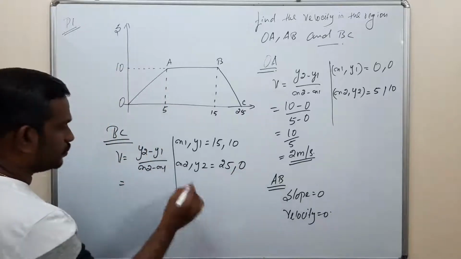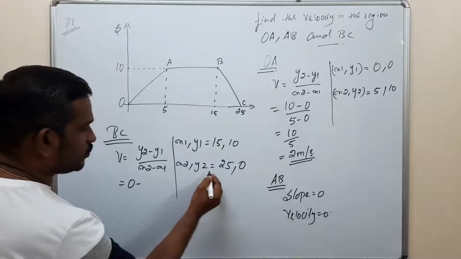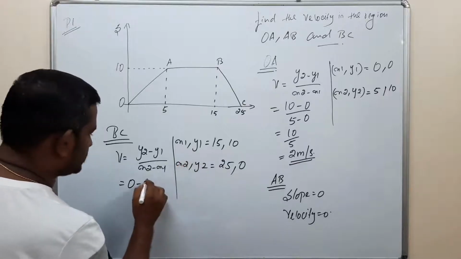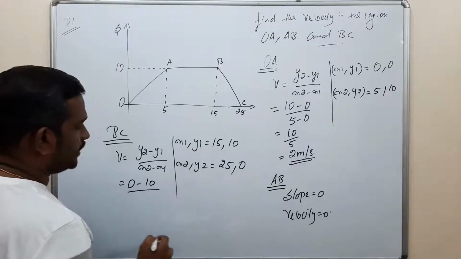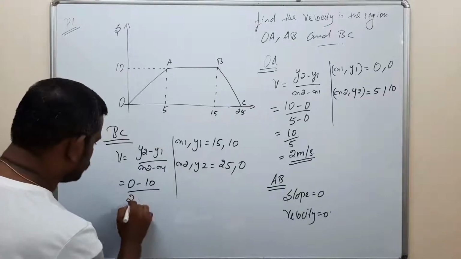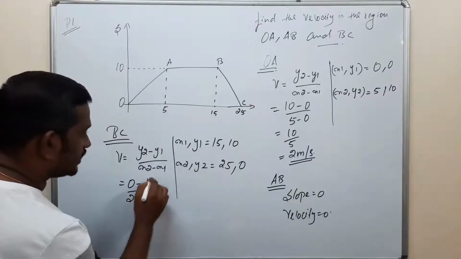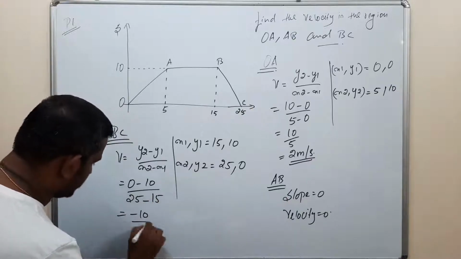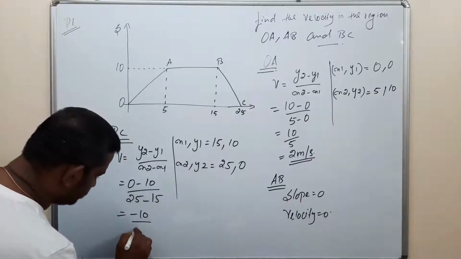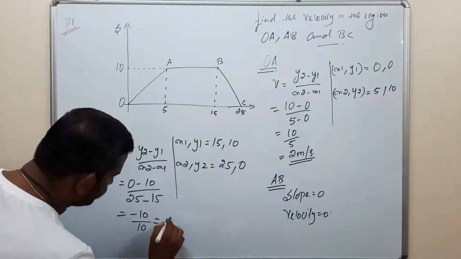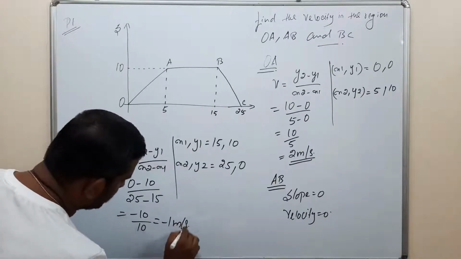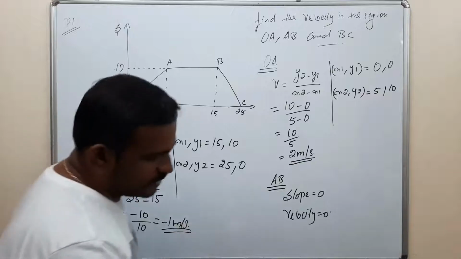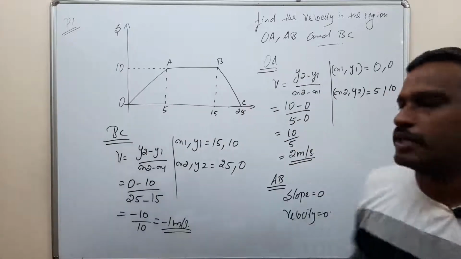So that's equal to 0 minus y1, that is 10, divided by x2, that is 25, minus x1, that is 15. So that's equal to minus 10 divided by 10. That's equal to minus 1 meter per second. So that is the velocity in the region.